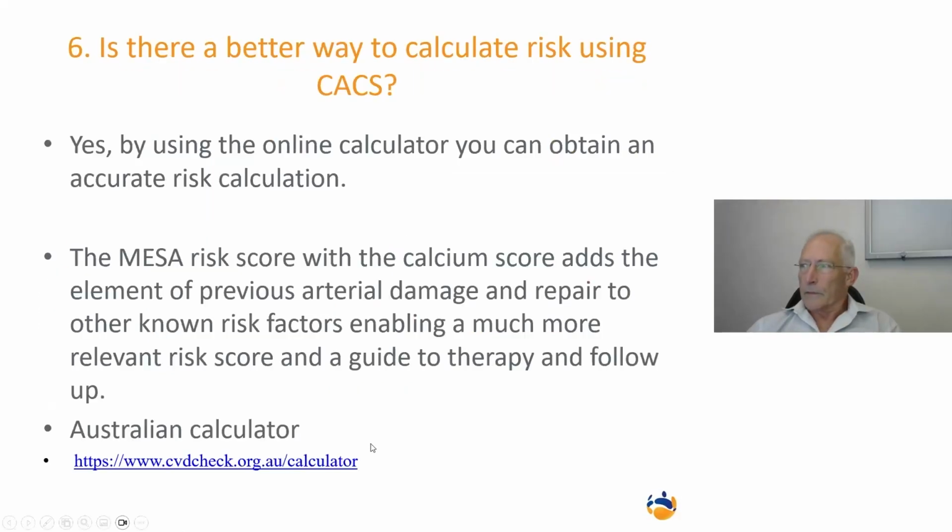Can go to the next slide. Okay, so is there a better way to calculate risk using calcium score? The answer is yes. By using an online calculator, you can get a much more accurate risk calculation. Now, there are two ways to do it. I'm going to go through it quite quickly. My preferred way personally is to use the MESA risk score, which is online, and we'll come to that in a moment. But one that is quite widely used by a lot of general practitioners is the Australian calculator. Here's the link to it here. Somebody did ask us a question about that, so that's why I thought I'll mention it.